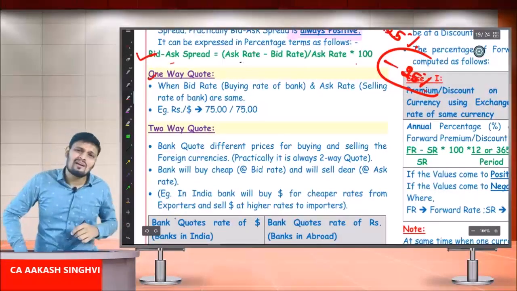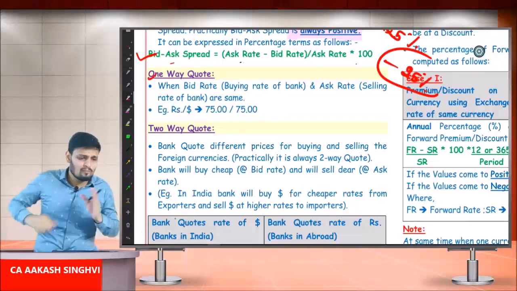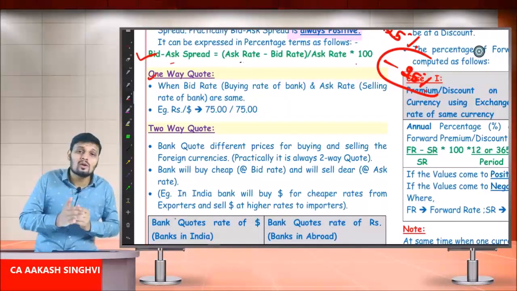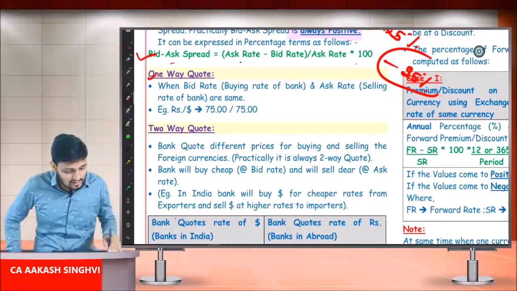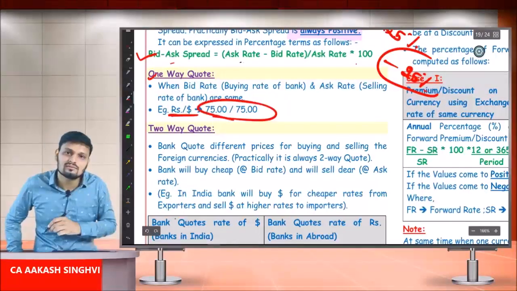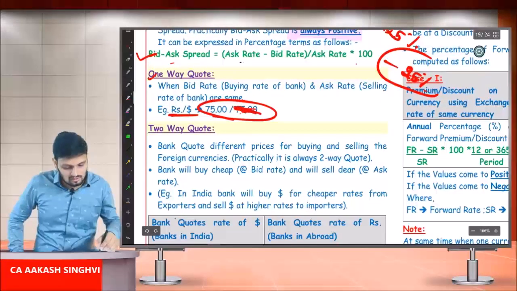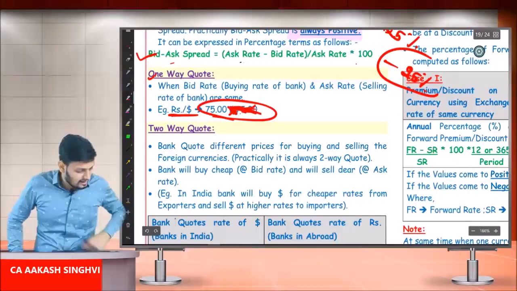One-way quote is nothing but you will not have bid and ask separately. They will only give you one rate. So in questions they tend to ask you even like this. Sometimes they will tell you rupee per dollar 75. So this is one rate. This is actually wrong. I should not have presented it like this. So if possible, try to erase it.